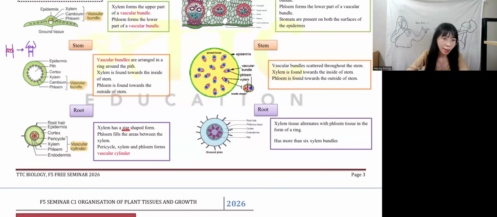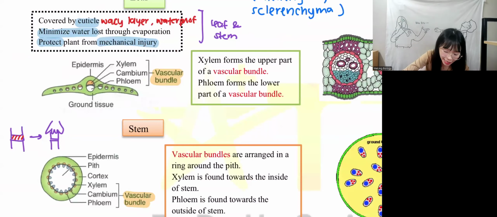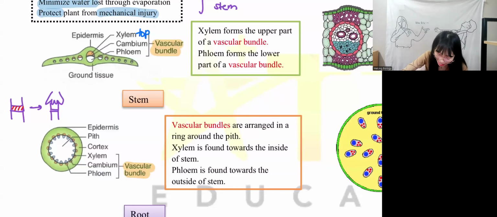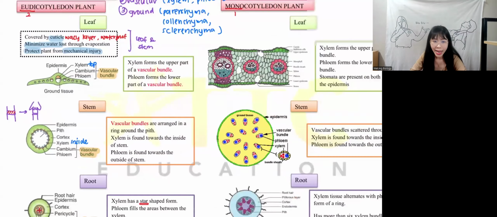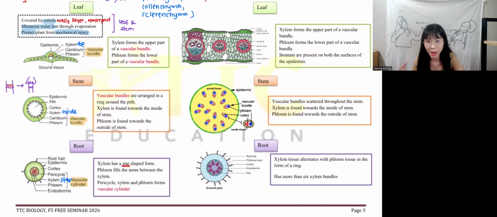Okay, over here, these three parts, we have to know the location for xylem and phloem. Very easy for you to remember. We will start from the leaf, then stem, then root, yeah? The leaf, xylem is on top, okay? Stem, xylem is inside. And then at the root, the xylem is a star shape. So it will be top, inside, star, okay? Top, inside, star. The opposite direction will be phloem. Top, inside, and star. Okay, so this is the location for xylem and phloem.